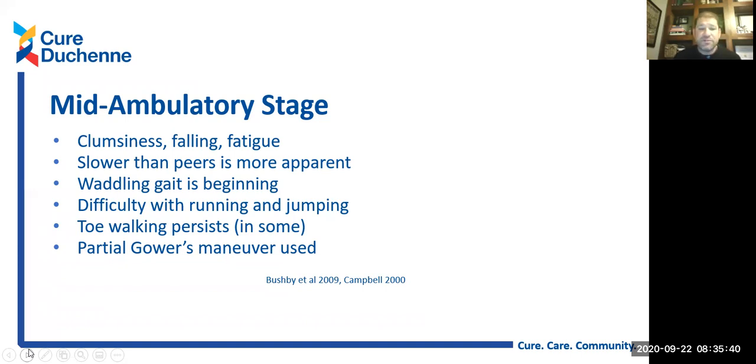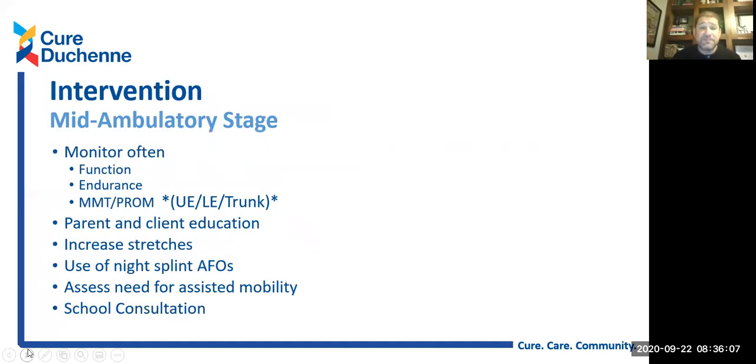Much more difficulty with running and jumping. Going down the stairs is becoming a whole lot more difficult. They're usually using two hands on a handrail. They're going up or down sideways. We're starting to see more toe walking in many of the kids. And then that Gowers maneuver, or kind of walking their hands up their thighs in order to get up from the floor, that's becoming a lot more prominent.